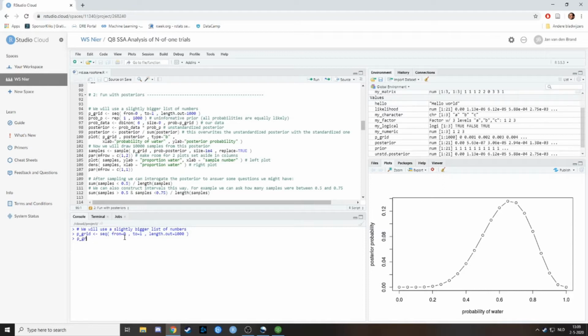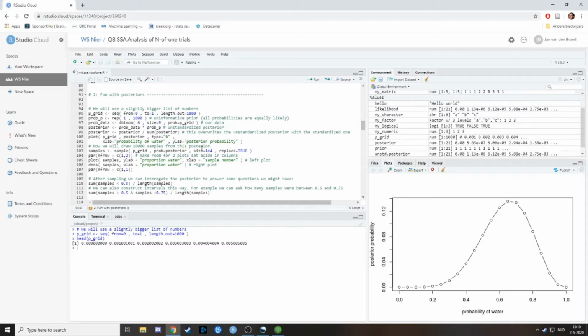This is a grid of 1,000 values, so I'm just going to print the first couple of ones. And you see it takes much smaller steps to search the possible space where the actual proportion of water on Earth may be.